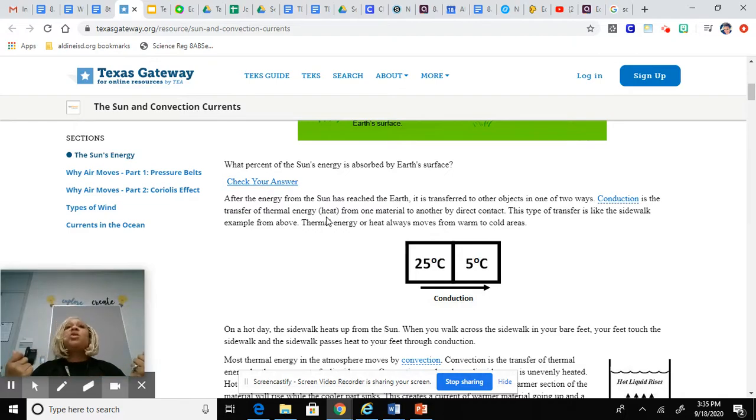If you ever touched a hot pot, your hand is cold or cooler than that hot pot. So, when you touch that handle, you're going to feel that heat. That's conduction, okay? So this example right here pretty much shows you if it's 25 degrees Celsius and it's going to go in the direction of something cooler, then it's going to be considered conduction. So it's always going to be the hotter temperatures going toward the cooler temperatures. Keep that in mind when we think and talk about weather maps and weather systems, okay?